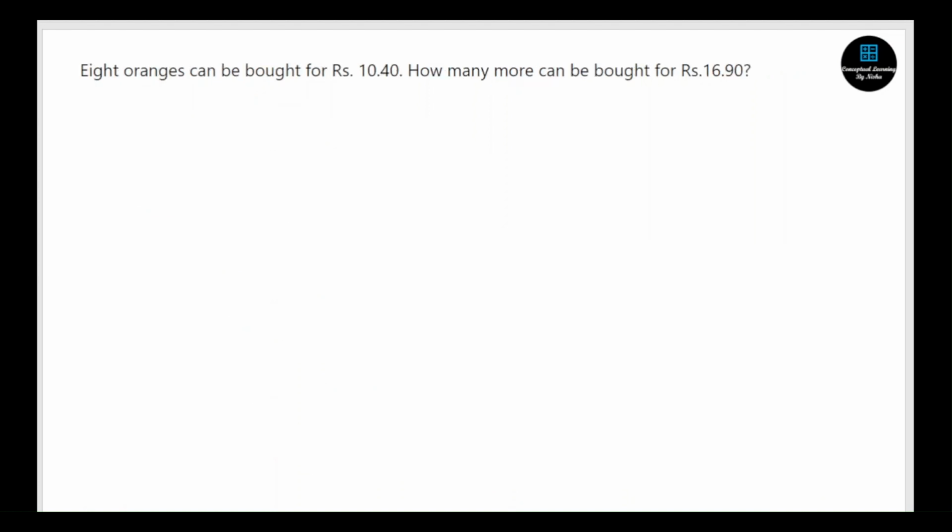Now this question, okay, 8 oranges can be bought for 10.40 rupees and how many more can be bought for 16.90? So here first of all we have to find how many I can buy for 16.90 and then I can find how many more. So now see, you have the rupees and you have to find the number of oranges. So what I write, for 10.40 rupees, okay, I can buy 8 oranges.